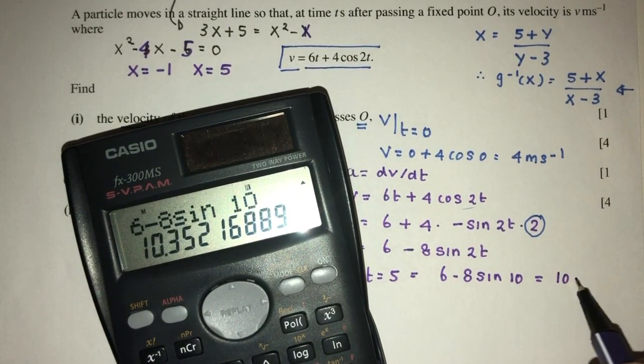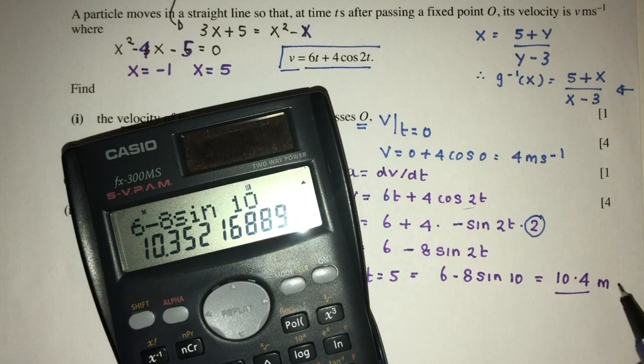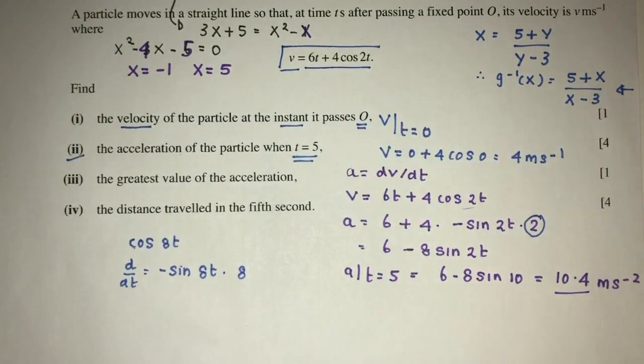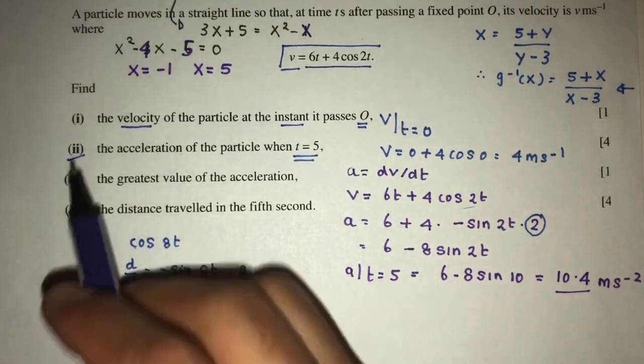Okay, that will be 10.4 meters per second square. That will be your answer for part 2.